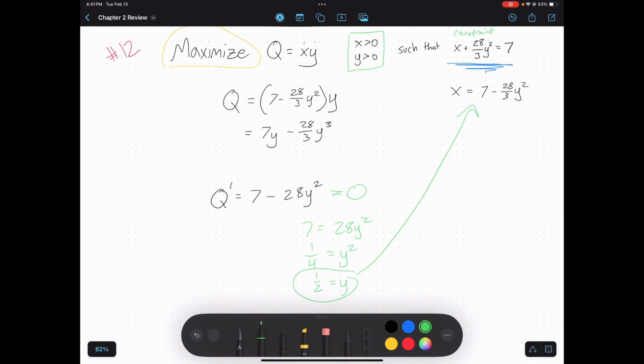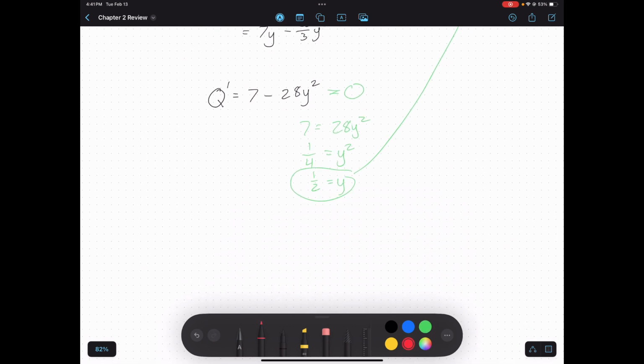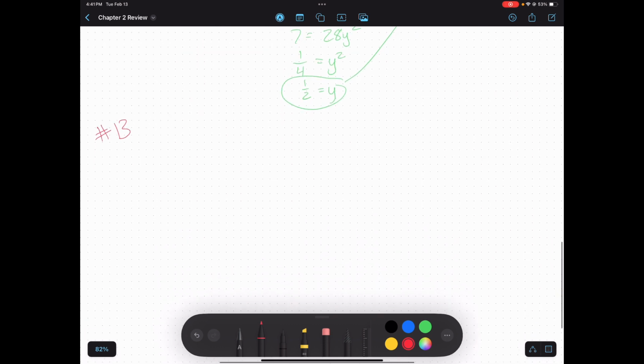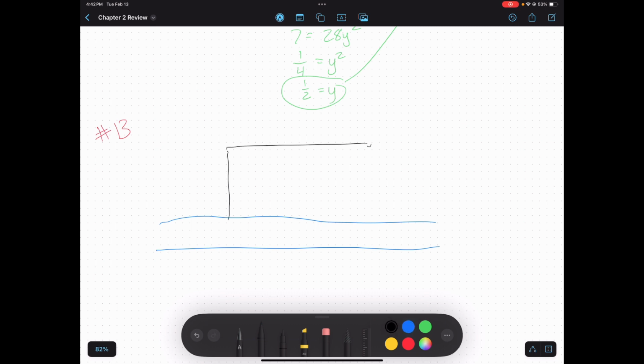Okay, very nice. Real quick, the other optimization ones might look familiar. 13's new, but if you draw a picture, that's going to help you. Draw a picture, and you'll see that the river is one side of the pen that you're creating. So when I talk about perimeter, I just have 2 widths and 1 length to factor into that perimeter. I don't have to put one at the bottom length for the river.